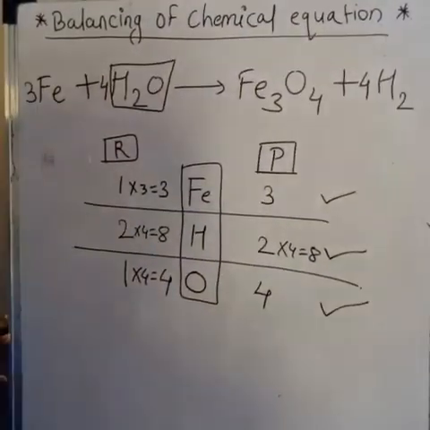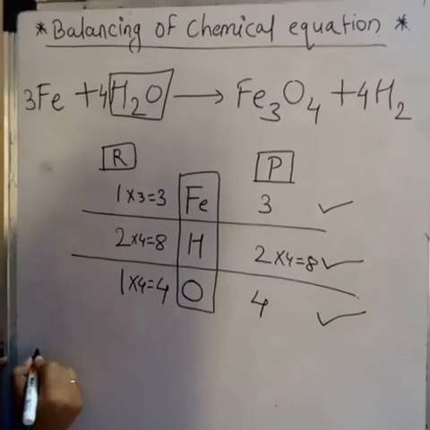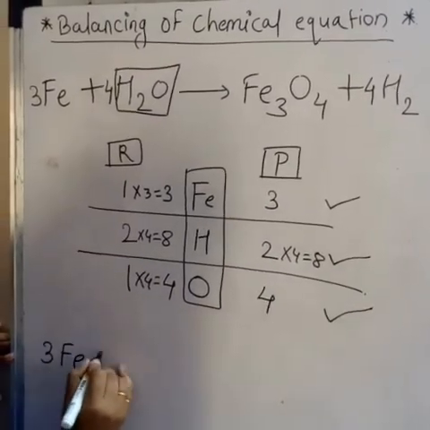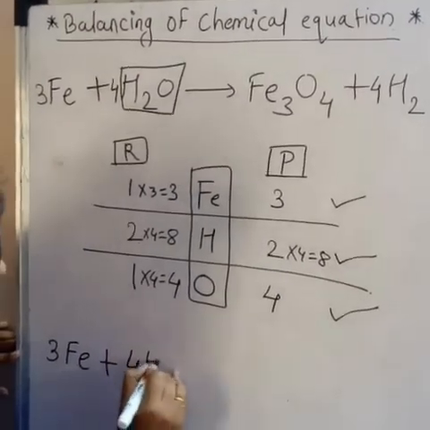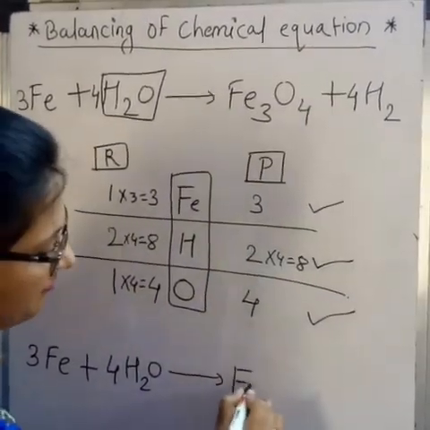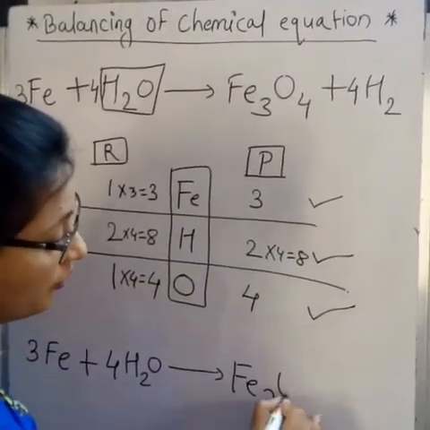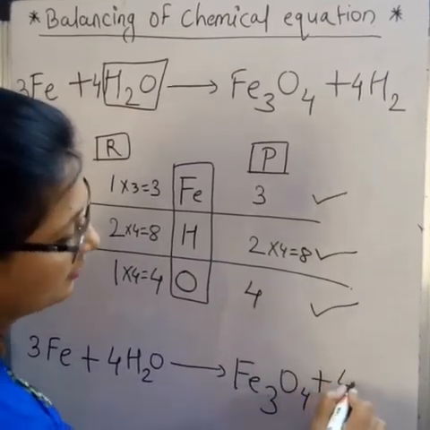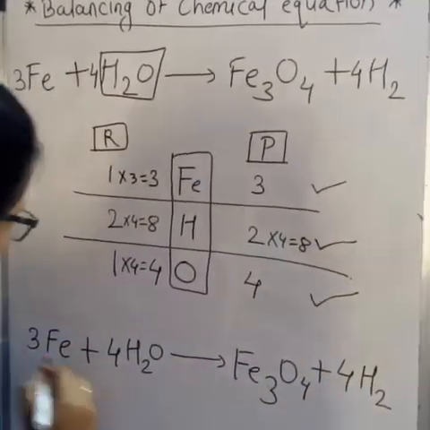So we will write the final balanced equation, that is 3Fe plus 4H2O gives us Fe3O4 plus 4H2.